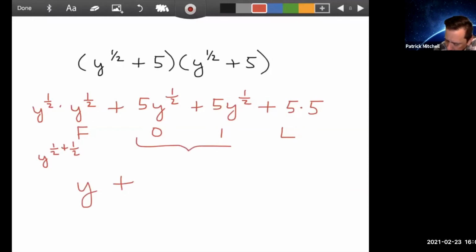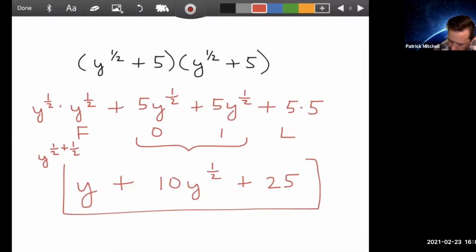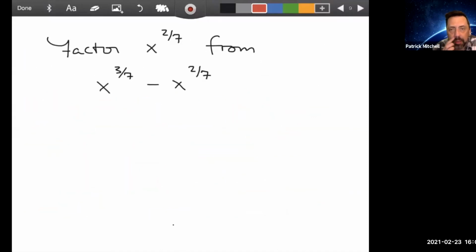These two terms here are like terms. The y's have the same exponent. So we're just going to do the same thing we do with 5y cubed plus 5y cubed. We're just going to add the coefficients. So those are going to combine into 10y to the 1/2. And then we'll just do 5 times 5 is 25. So when you multiply y to the 1/2 plus 5 times y to the 1/2 plus 5, this is what you get.